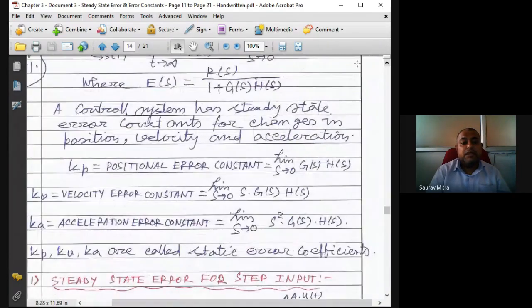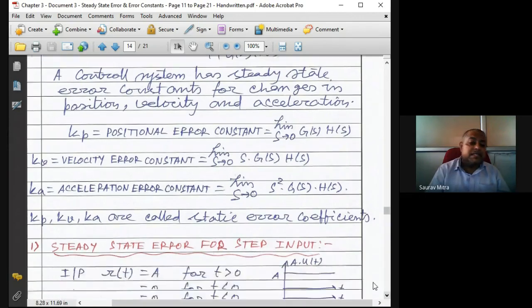So these three formulas you have to take. You can take a screenshot now. That is, Kp is limit s tends to 0 of G(s)H(s). Kv is limit s tends to 0 of sG(s)H(s). Ka is limit s tends to 0 of s square G(s)H(s). Here there is no input coming, only whatever G(s) and H(s) is given, you just put it here, do the calculation, and find what is Kp, Kv and Ka.